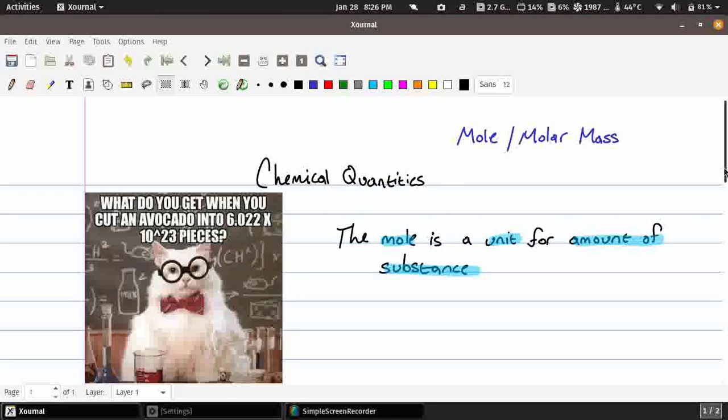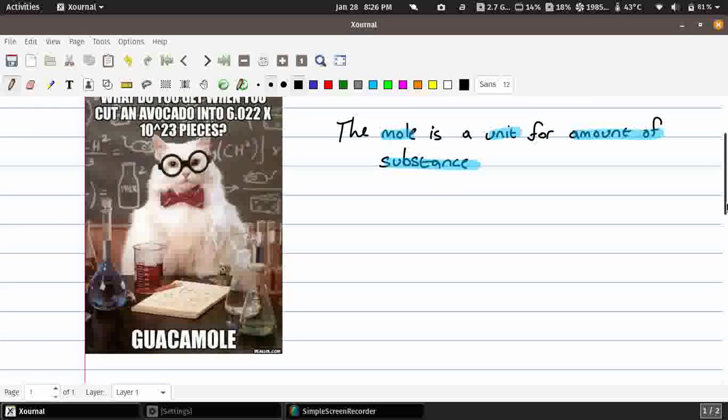All right. So today I'm going over the notes for chemical quantities, and this is detailing the mole and molar mass. So in chemistry, the mole is a unit for amount of substance. This was an idea that was first thought of by a scientist in the 1800s named Avogadro. That's his last name. He has like 5 names.